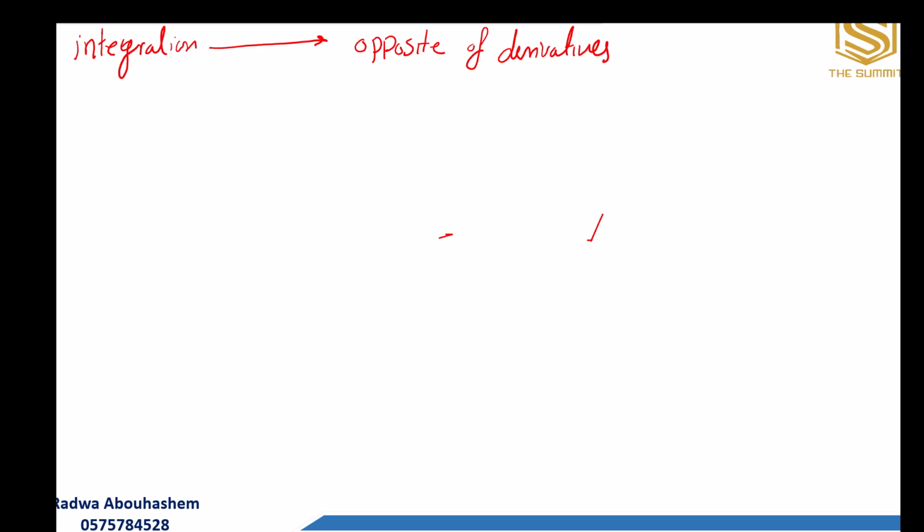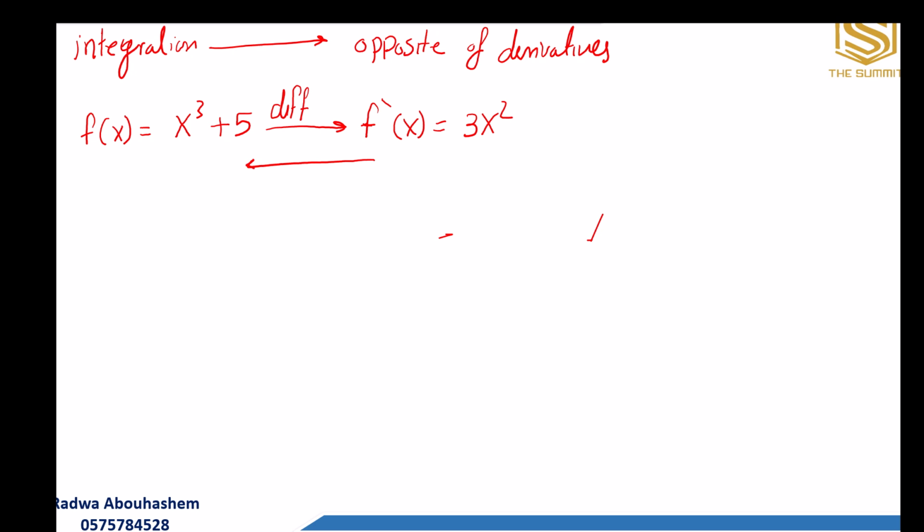For example, if I'm having a function of x equal x power 3 plus 5, and I'm asking you to take the derivative for it, it would be 3x power 2. Whatever you did here, this is differentiation, or taking the derivative. But if I'm asking you to get back again to the function of x, or the original function, this is called integration. And we have a basic rule for this.